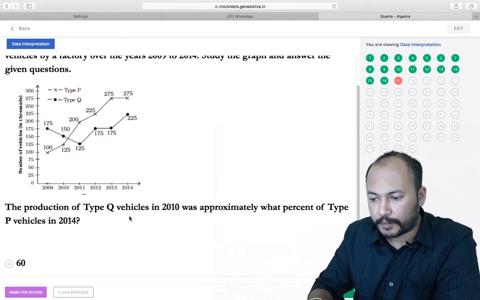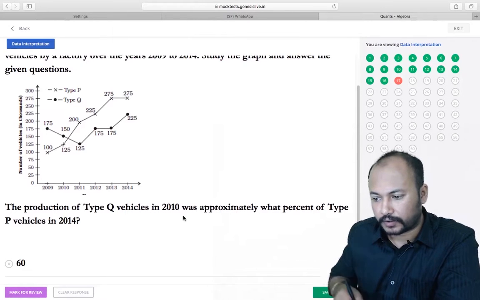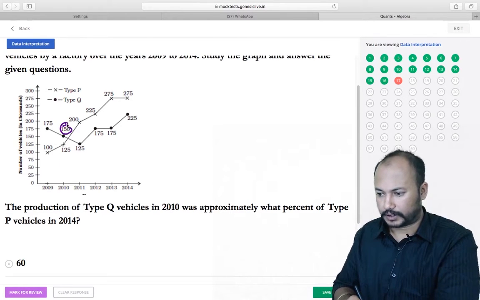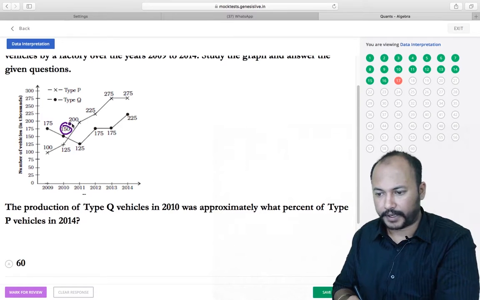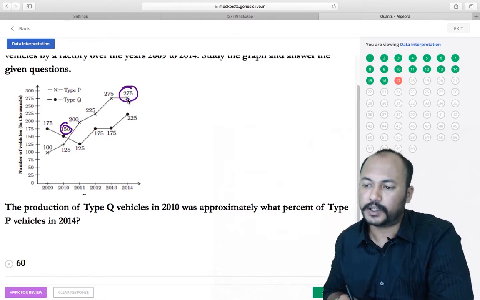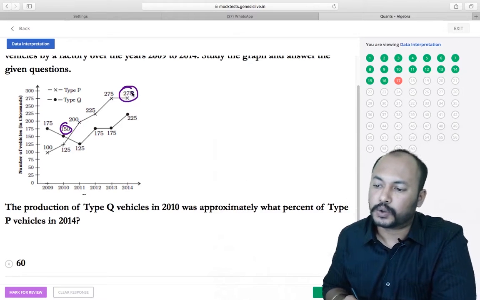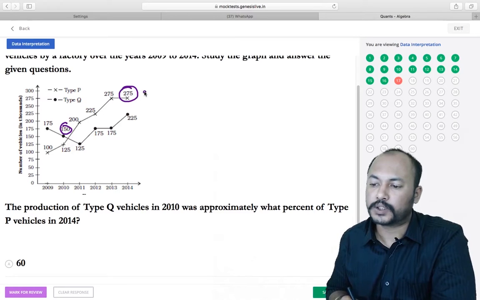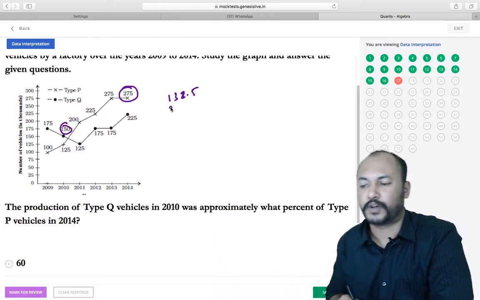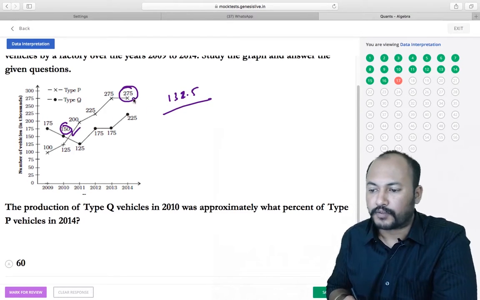The production of type Q vehicles in 2010 is approximately what percent of type P in 14? Type Q in 2010 is this value, type P in 14 is this value. This is what percentage of that? So 275 and 150. 275 by 2 gives me 137.5. This value is more than 50% of that. By how much?